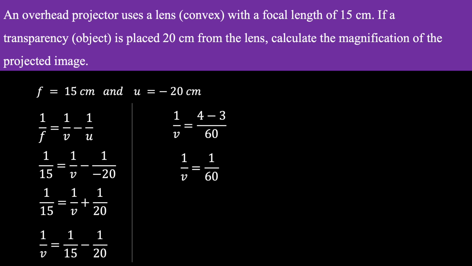And that would be 1 by 60. So V will be equal to 60 centimeters. This is the image distance. Now to obtain magnification, we will use the magnification formula.